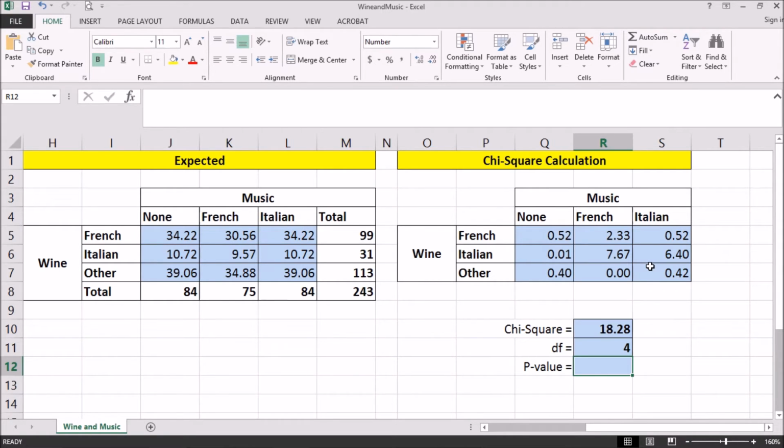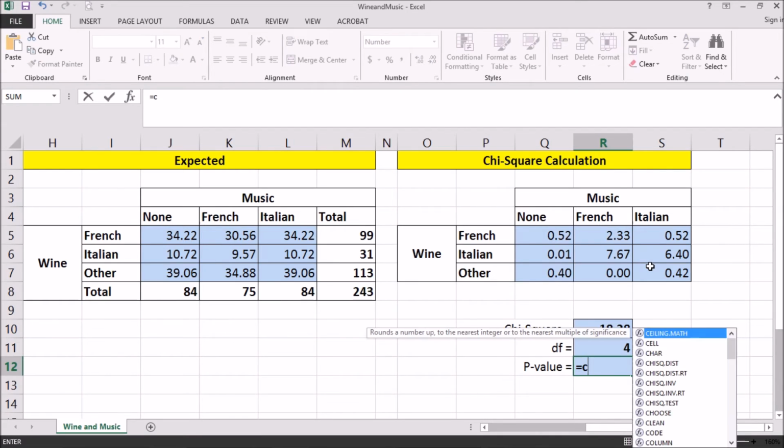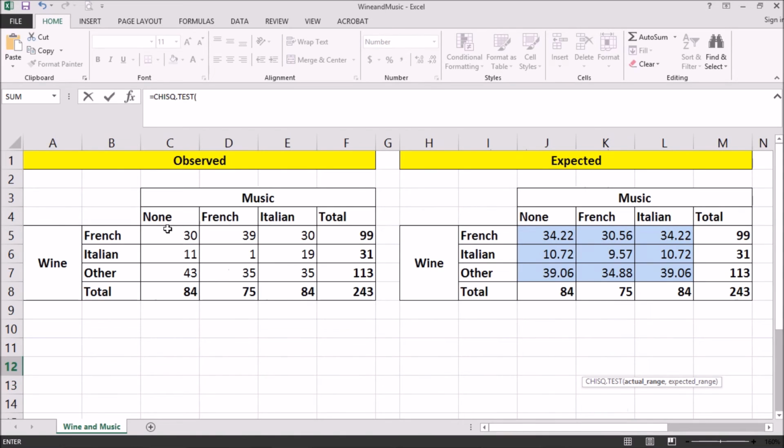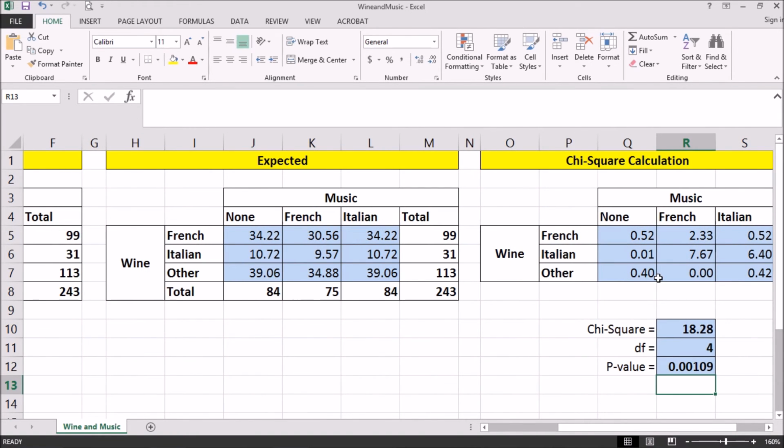We could have used the 18.28 and used a lookup table to determine the appropriate p-value, but Excel with the function CHISQ.TEST will allow us to directly input our actual range and then use a comma and put in our expected range to calculate our p-value. This is a very small p-value, so that gives us convincing evidence to reject the null hypothesis.